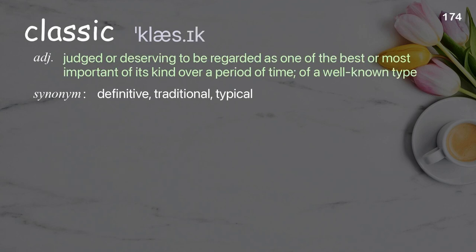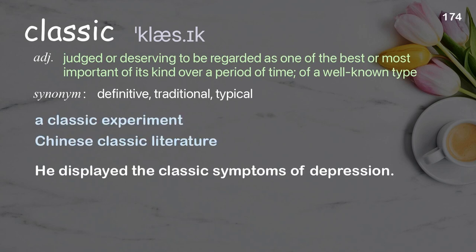Classic. Judged or deserving to be regarded as one of the best or most important of its kind over a period of time, of a well-known type. Examples: a classic experiment, Chinese classic literature. He displayed the classic symptoms of depression.